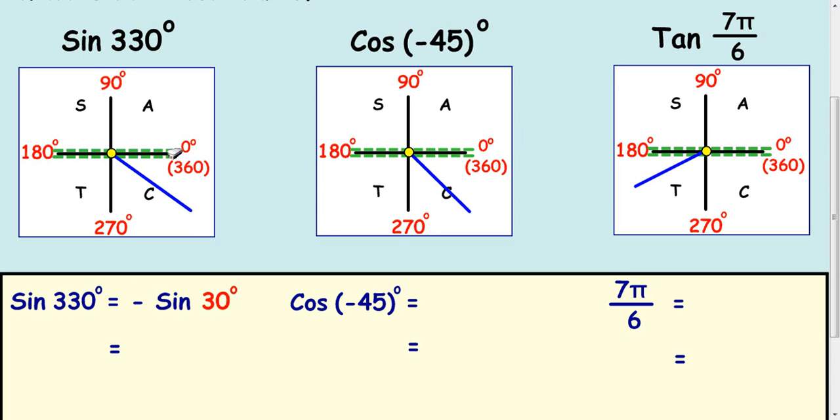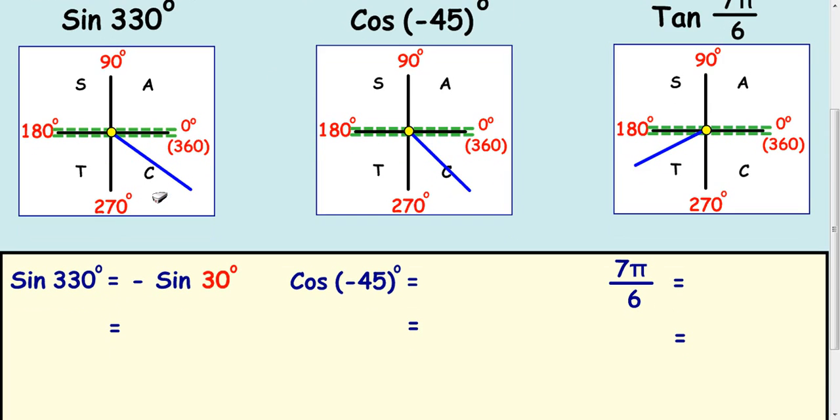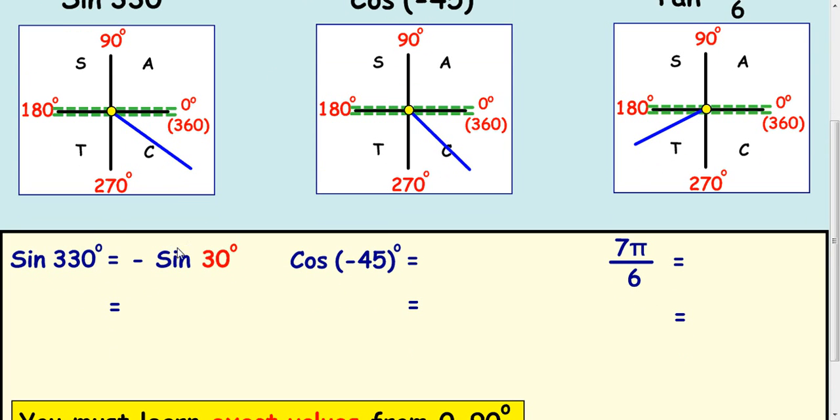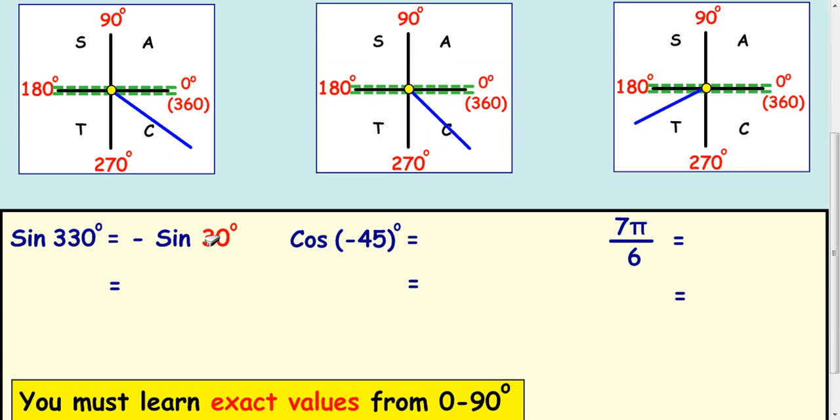So two things there: find the related acute angle and then see if the value is negative or positive by understanding your all sine, tan, cos. Once we've done that, we can think what the exact value for sine 30 is, and that would be a half. So this will come to negative a half.